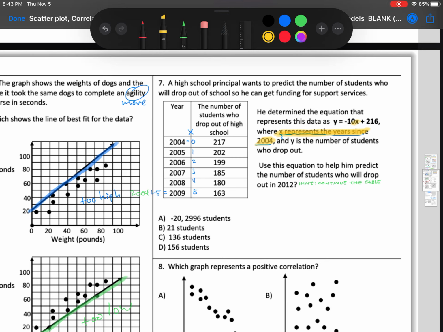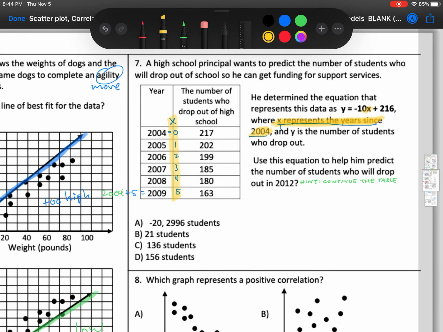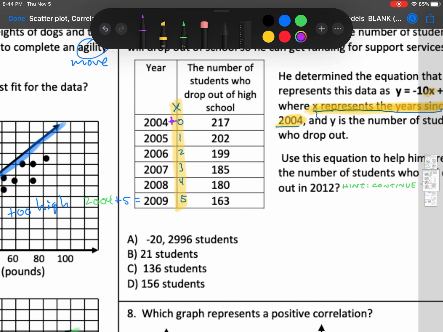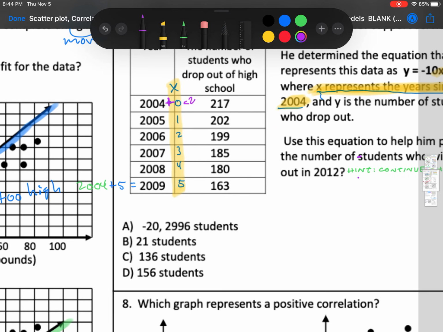Okay, so what I've done here is, this is the X, and you're not going to graph the ordered pair 2004, comma 217. And what I've done here is I've highlighted years since 2004. Okay, so think about it this way. Let me switch colors here. And I give you a hint here, continue the table. Okay, so what you're going to do is, think about it. 2004 plus 0 equals the year I want to start with, 2004. Okay, so if you keep adding, I should put it the other way. 2004 plus 0 gives you 2004. 2004 plus 1, the 1 year represents 1 year from 2004, gives you 2005.